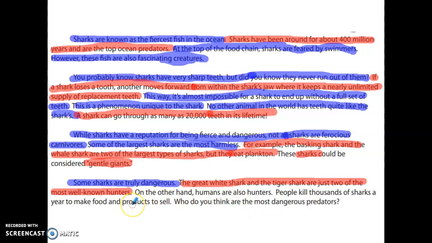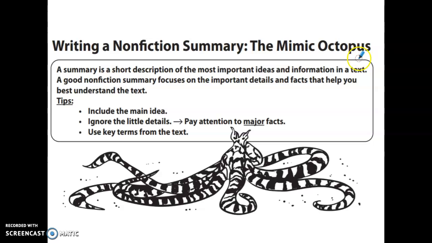So I'm going to leave it alone because my summary is just going to be about sharks. So all of my sentences that I've highlighted in red, that's where I would pull from to create my summary. And I would put these sentences in my own words. So let's take a look at another paragraph or another passage and see if we can do this.